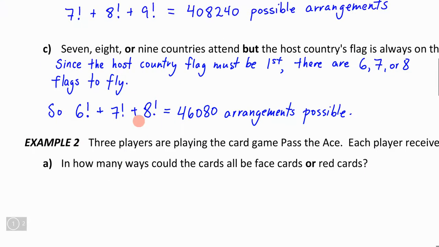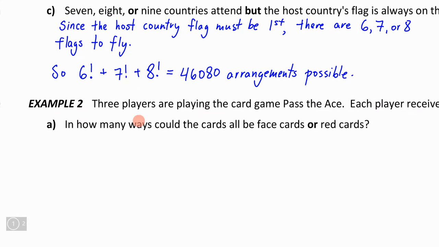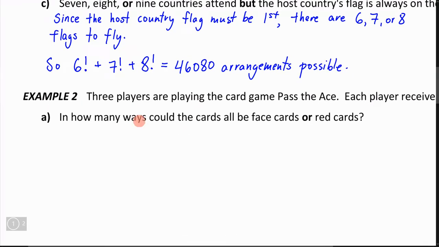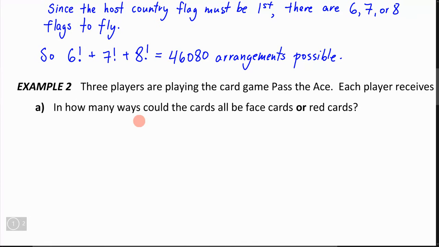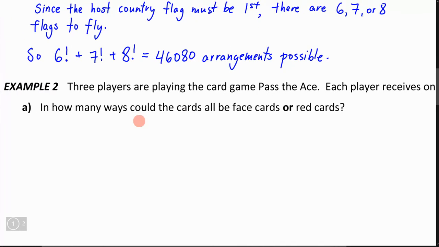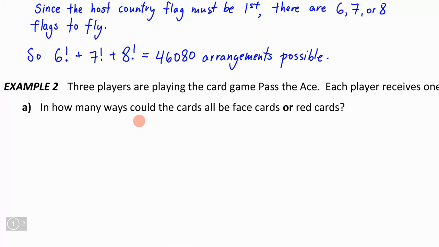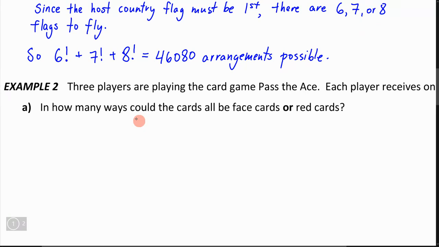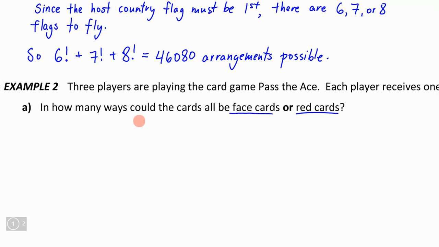Okay, so let's go on to our next example, example number 2. There, 3 players are playing the card game Pass the Ace. Each player receives 1 card. In how many ways could the cards all be face cards or red cards? So you have to think about, is this a mutually exclusive event? Well, it is not. It is a non-mutually exclusive event because these events have something in common.